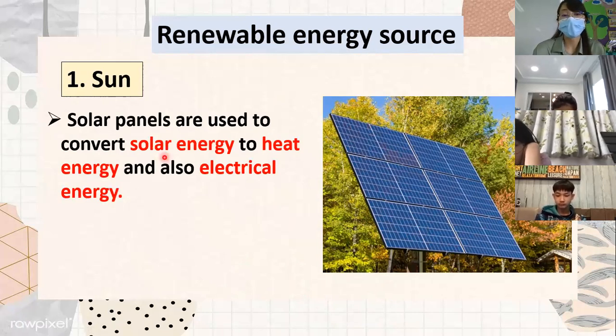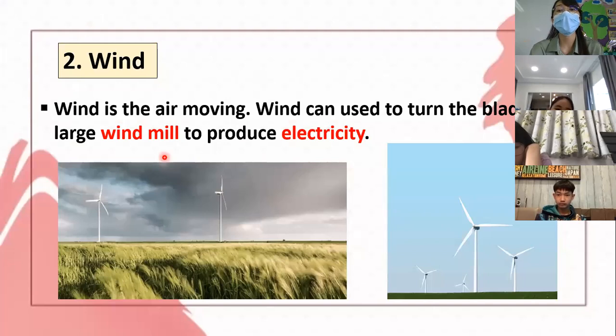We use solar panels to convert solar energy to heat energy and to electrical energy. All right, so this is the first one. The second one is from the wind. So we call this place a wind farm or wind power station. This is where the electricity comes from.